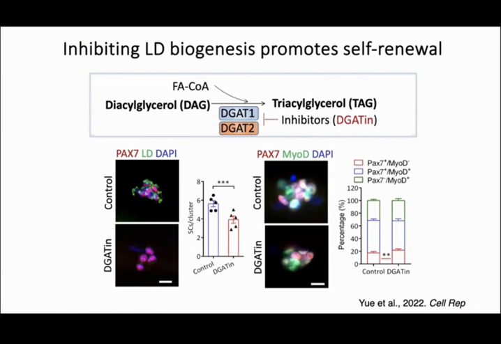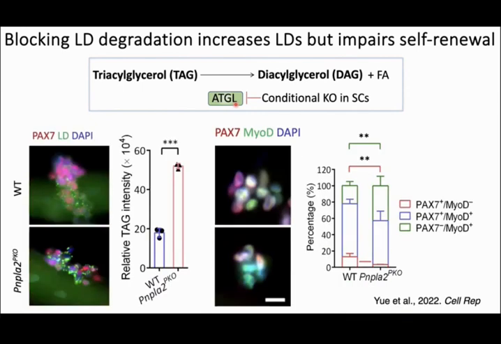The ratio of this self-renewing cell is increased when we block the lipid droplets, which means that it promotes quiescence. When we block the degradation by knocking out an enzyme that is crucial for the degradation, the lipid droplet content is increased. At the same time, there are more cells differentiating, which is the green cell here.